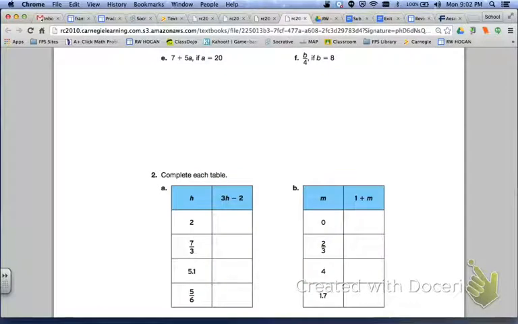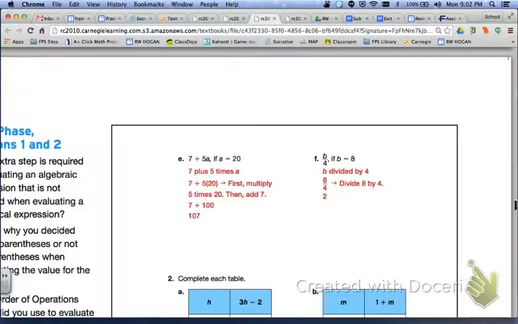Let's also look at letters E and F. Again, we are writing the meaning of the expression and we are evaluating the expression after we substitute the value of the variable. For letter E, the meaning, 7 plus 5 times a. If I follow the order of operations, 7 plus 100 is going to give me 107. For letter F, the meaning, b divided by 4. 8 divided by 4 is going to give me 2.